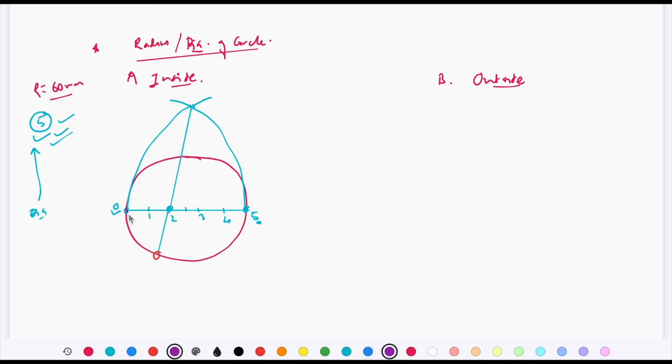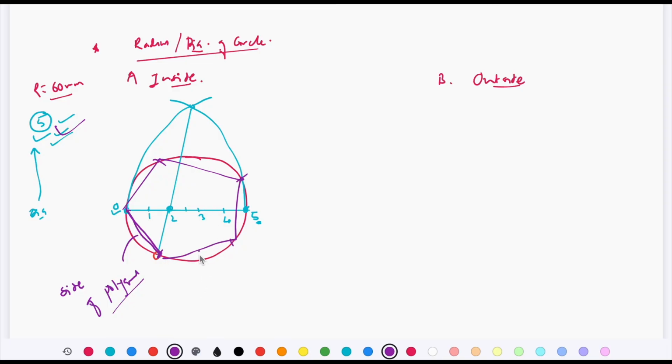So here you will get this segment. This segment is nothing but the side of the polygon that you are going to draw. In our case, we are going to draw a pentagon, so this is now the side of the polygon. So take that much distance in a compass and go on dividing this circle. You will get the required polygon.